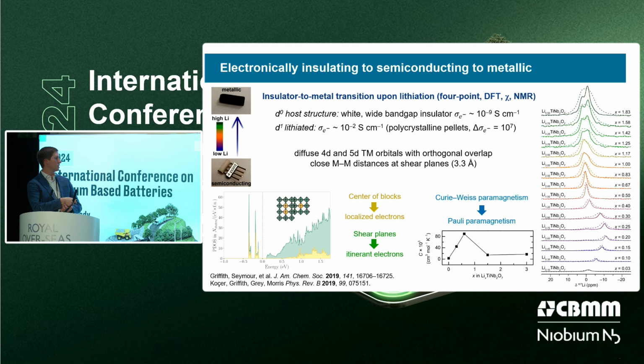And the DFT calculations pinpointed that those localized electrons can be on the center of the blocks, where the niobium distances, or metal-metal distances, are longer, and you have shorter metal-metal distances at the edge of the blocks along the shear planes. So again, the shear planes are actually critical to this. They bring those metals closer together than they would like to be otherwise, but as those start to get reduced, you have short distances for electron hopping, which gives you good overlap that can lead to eventual metallic conductivity.